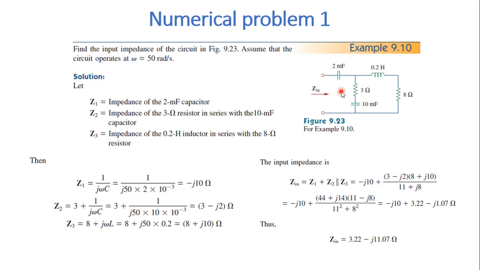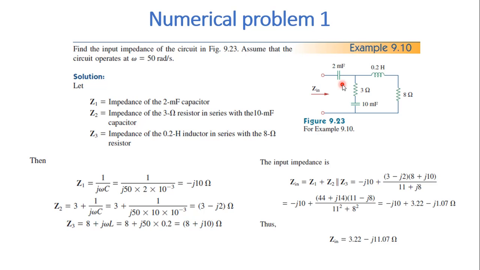Okay, so first let us see how the circuit components are connected. Here you have a 0.2 Henry inductance connected in series with the 8 ohm resistance, which is in parallel with a 3 ohm resistor connected in series with 10 millifarad. So the parallel combination of this 3 ohm plus 10 millifarad and 0.2 Henry plus 8 ohms will be connected to this 2 millifarad capacitor.